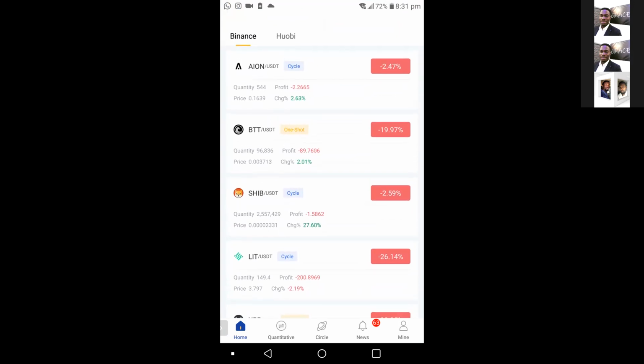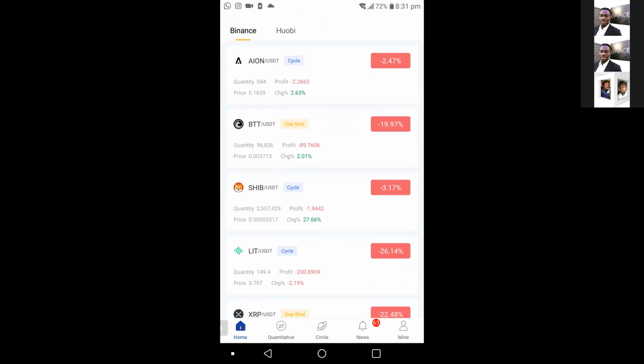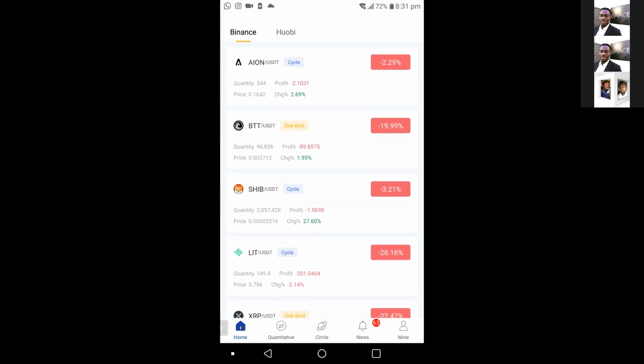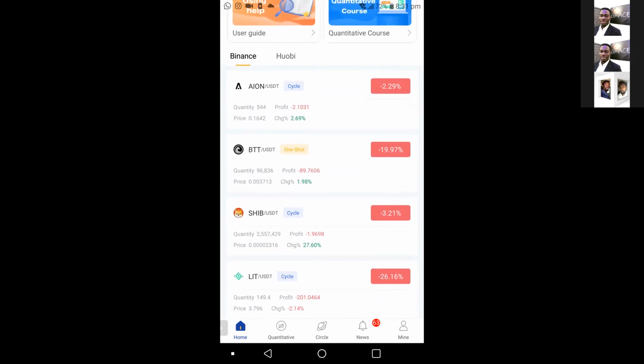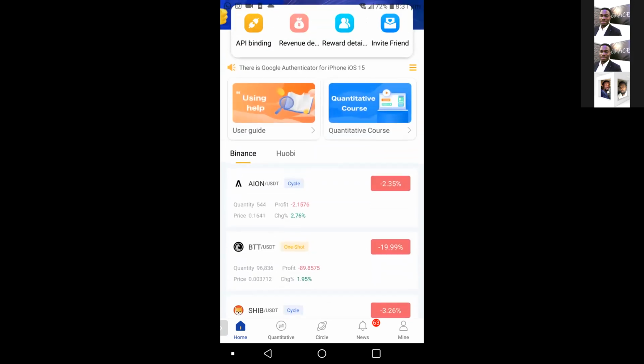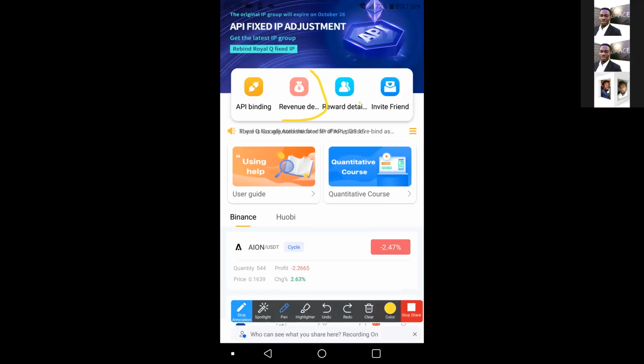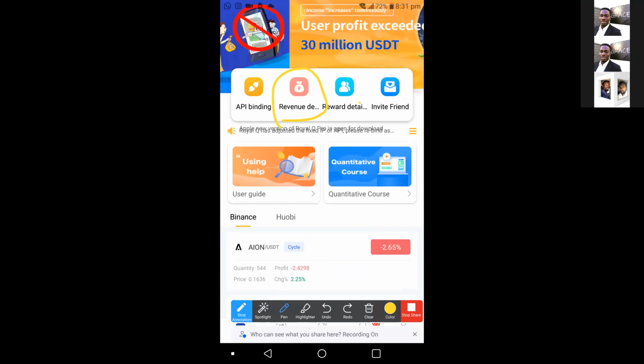Now, as you can see that this is my RoyalQ app. I'm sure you are seeing that it is minus, and you see some floating losses here. But even with these floating losses, I still make money because this is a quantitative trading robot. If I click on revenue details, that's this one here.